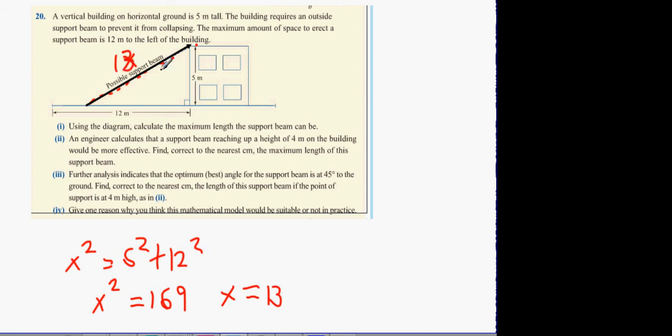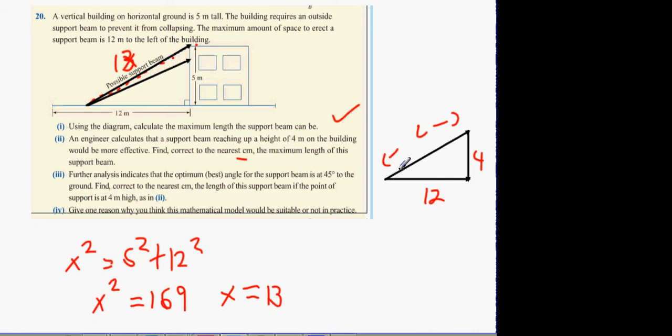Okay? An engineer calculates that the support beam reaching up a height of 4 meters in the building would be more effective. Find, correct to the nearest centimeter, the maximum length of this support beam. Once again, instead of going 5 up, we're now going 4 up. In effect, we have a triangle that looks something like this. We have a 12-4 triangle like so. 12, 4. Once again, we're going to find out what the new length L is.